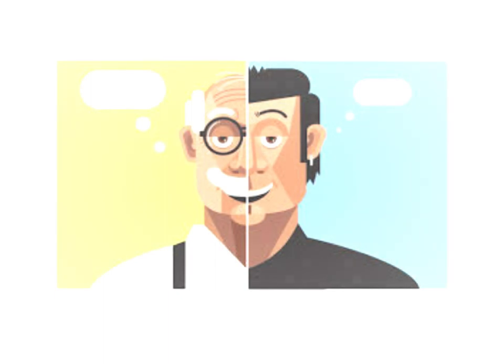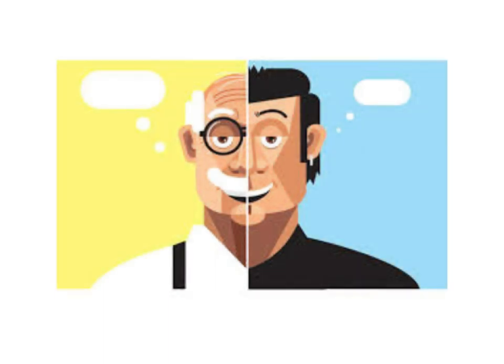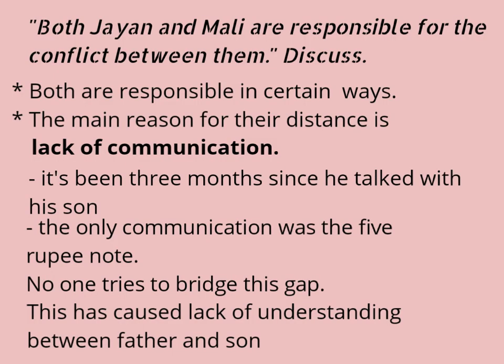The question we are going to discuss today is, both Jagan and Mali are responsible for the conflict between them. Discuss. So before starting to write this answer, you have to find keywords or phrases in this question. So students, what do you think? The word both is very important. Then the phrase responsible for the conflict is also significant. In your answer, you have to address both these things.